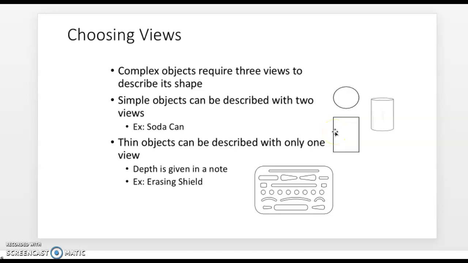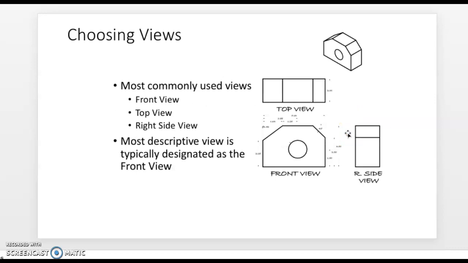Again, only two dimensions. And then if you look at the erasing shield down here, this is a very thin piece of aluminum. That's a drafting tool used for erasing. Because it's so thin, we typically just show it in the front view, and then we would label over here to the side, thickness is whatever decimal equivalency. So again, depending upon how detailed the drawing is, will determine the number of views. So whether it's one view, two views, or on the previous screen, 3 views.